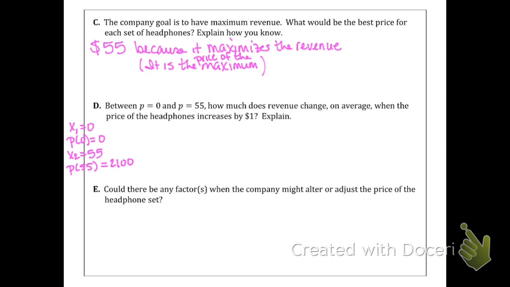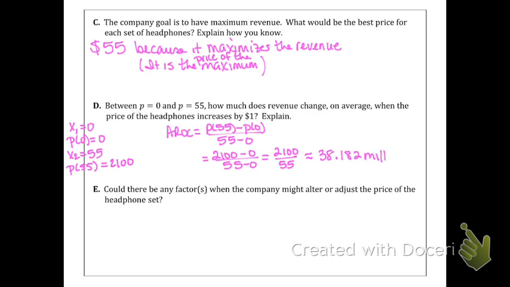All right, we're after how much that revenue changes. On average, we're after that average rate of change. So we're looking at the P of 55 minus P of 0 over 55 minus 0. So we're looking for 2100 minus 0 over 55 minus 0. So 2100 over 55, which is approximately $38.182 million.